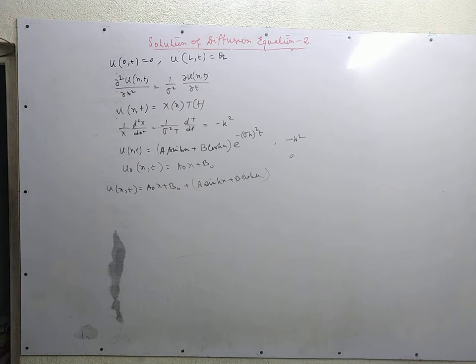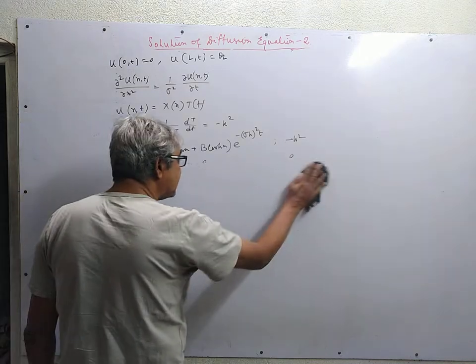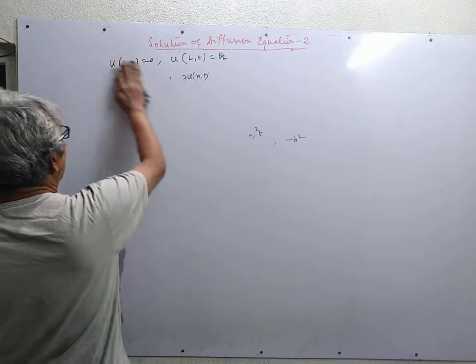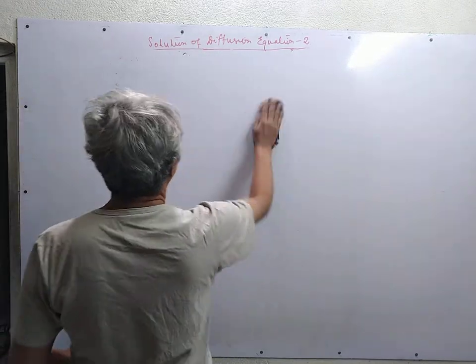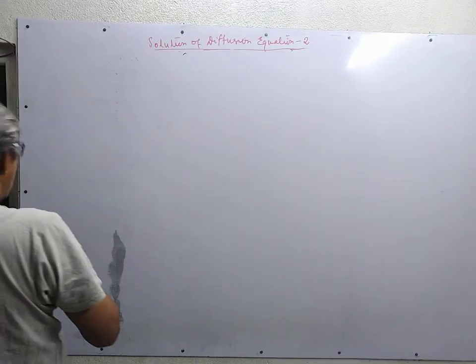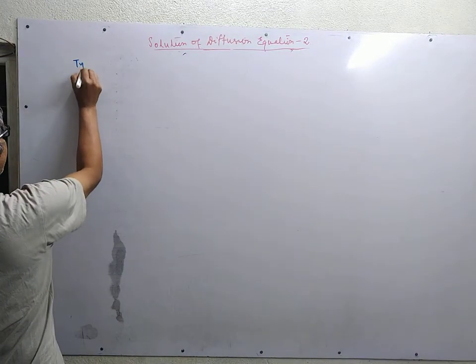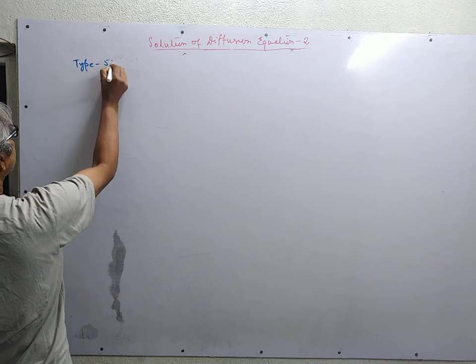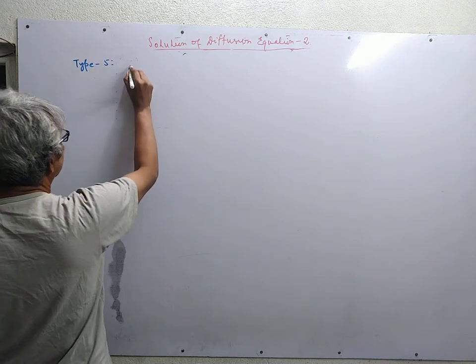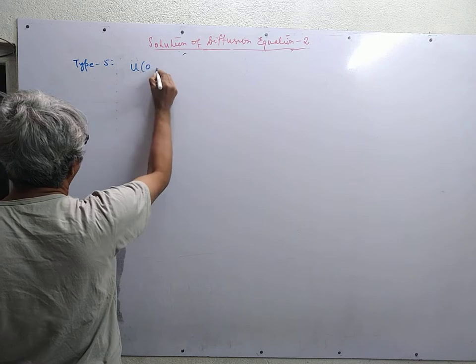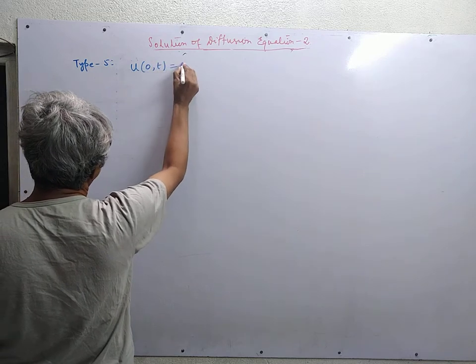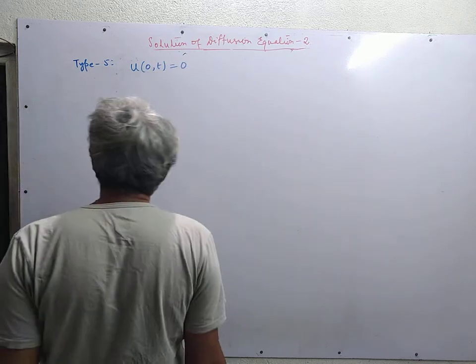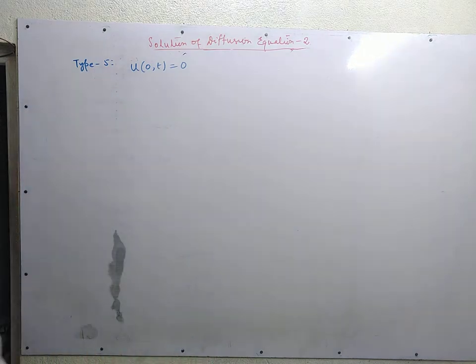Now we consider another category of problem. This is the type 5 boundary condition, when heat exchange is allowed at one end of the rod. In the type 5 boundary condition, one end is at a constant fixed temperature, and heat exchange is allowed on the other end.